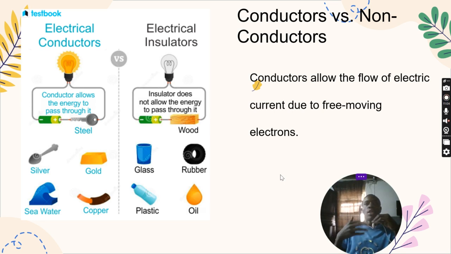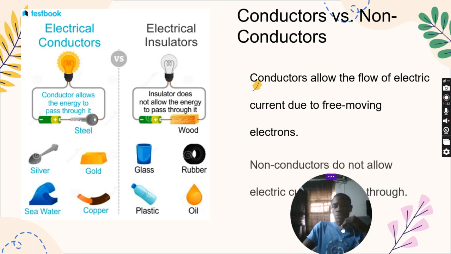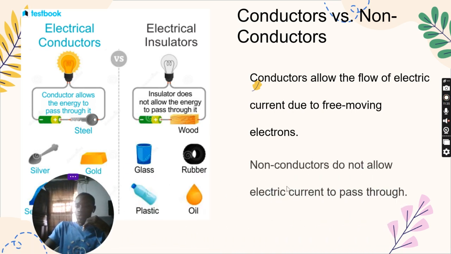Electrolytes conduct electricity either in solutions or when they are in molten form. Conductors conduct electricity usually in the solid form. So those are the differences. Examples of conductors are silver, gold, copper. Mostly metals are good conductors, and non-metals are not good conductors. So non-conductors do not conduct electric current. They don't allow electricity to pass through them. Sometimes they are called insulators.